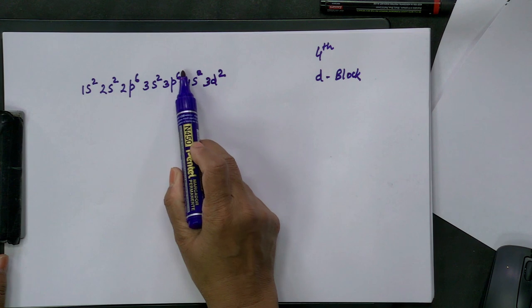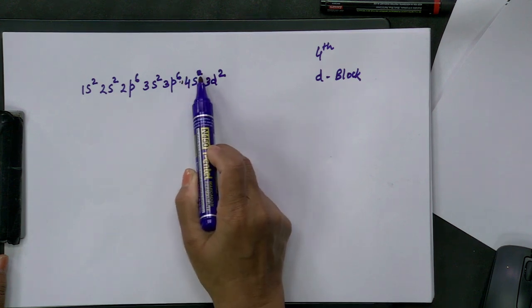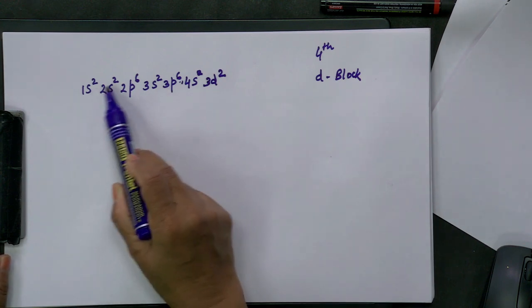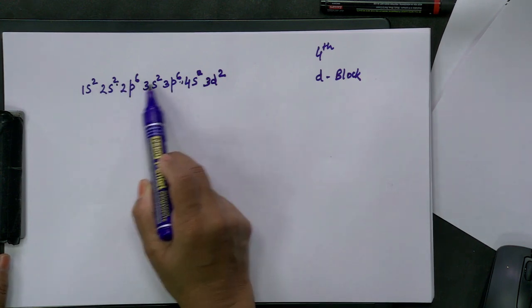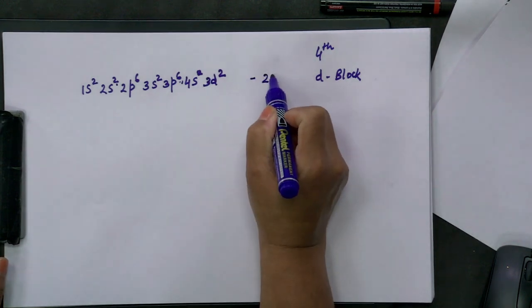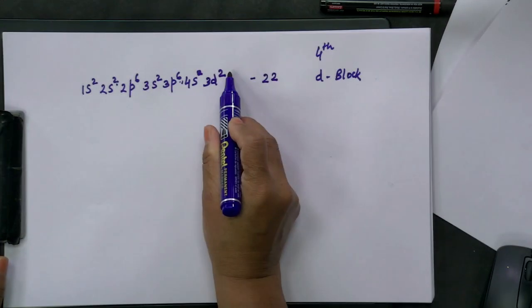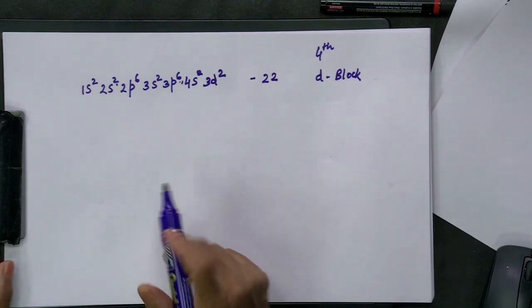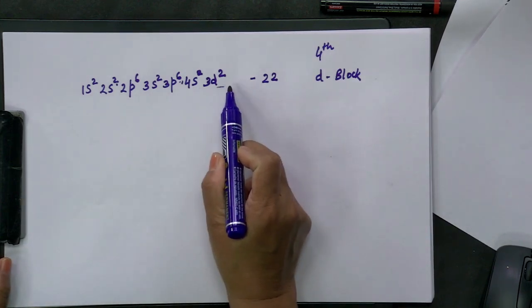2, 4, 6, 8, 14, 16, 18, 19, 20, 21, 22. So the atomic number is 22. You count all the electrons which are written above, so the atomic number is 22 and its electronic configuration is this.